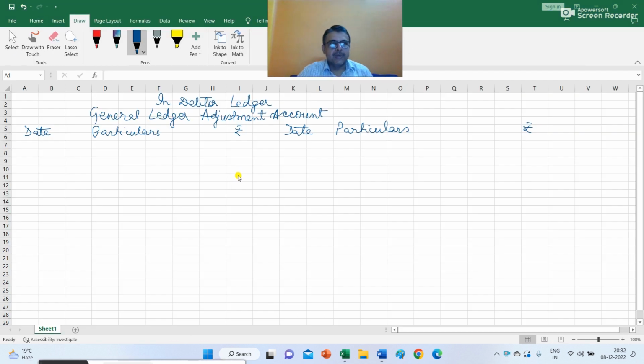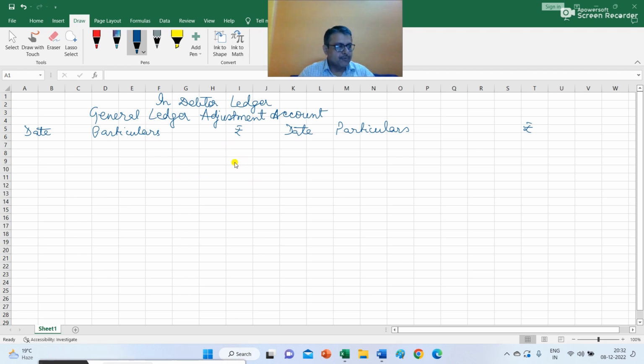Here I have prepared the structure of the general ledger adjustment account as it would appear in the debtors ledger. I have prepared the following columns: on the debit side date, particulars and rupees, and on the credit side date, particulars and rupees. Now I am going to record the transactions given in the question. Please watch carefully how I am recording them, as the transactions must be posted very carefully.